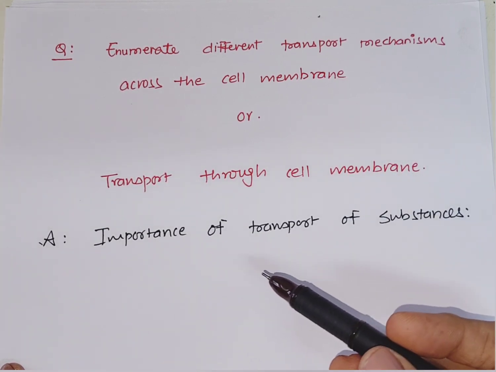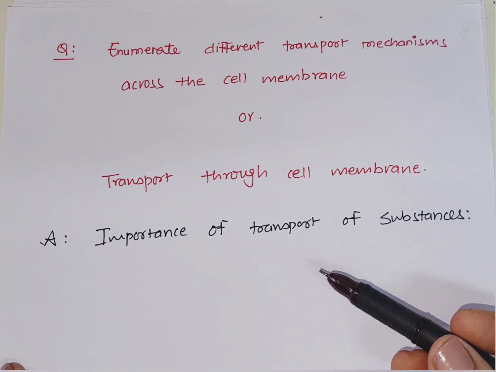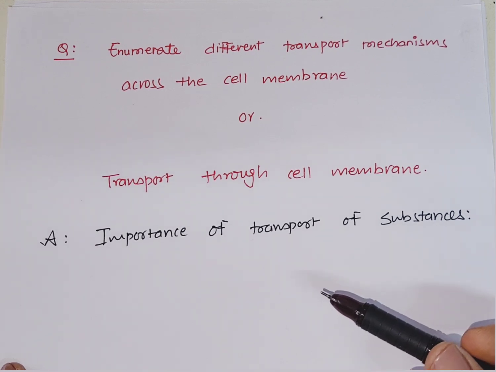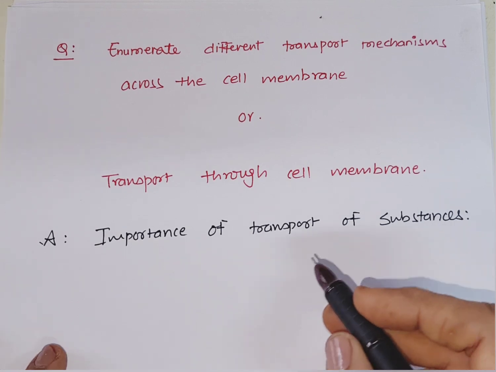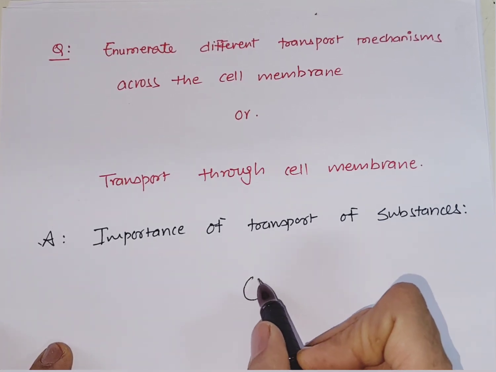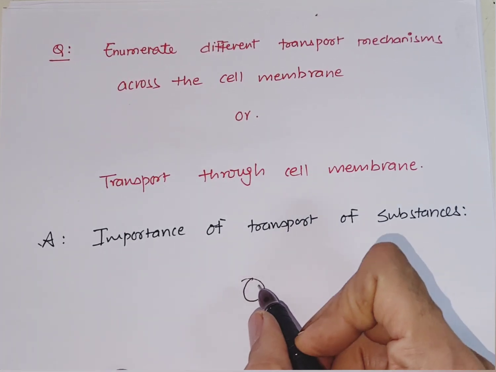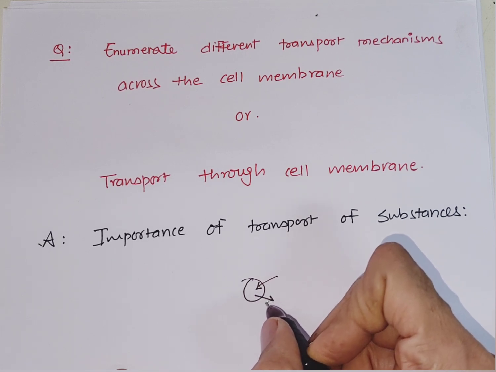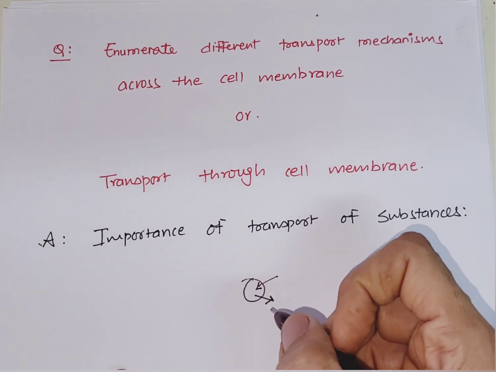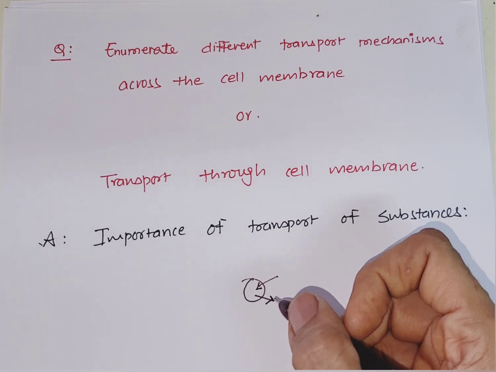First of all, what is the importance of transport of substances? All the physiological activities of any cell depend on transport of various substances. Suppose there is a cell. Substances like nutrients and oxygen enter inside the cell, and waste products and carbon dioxide exit outside the cell, and this depends on various transport mechanisms.